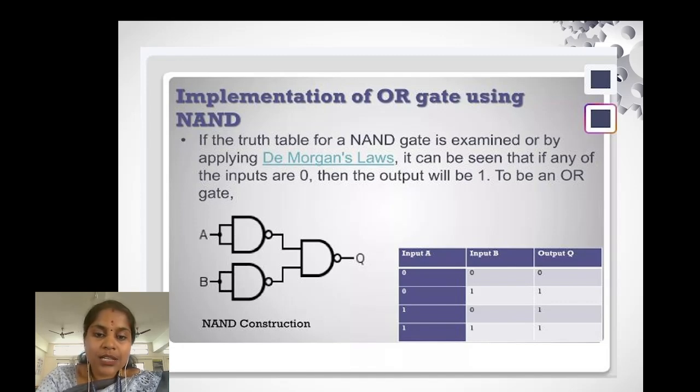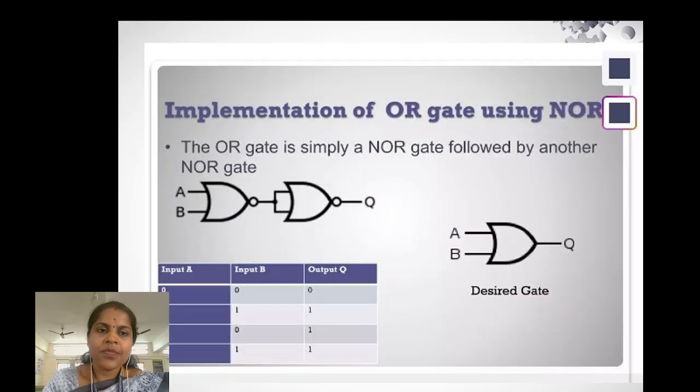Here, De Morgan's theorem is one of the most important tools used when converting the circuit into NAND only or NOR only implementation. In this presentation, implementation of OR gate using only NOR gate, now we completely switch our focus to NOR gate.